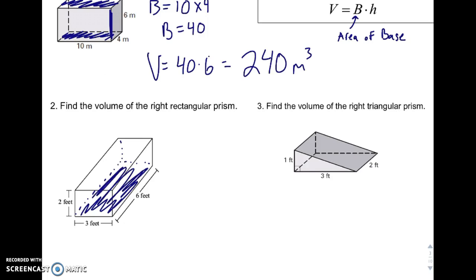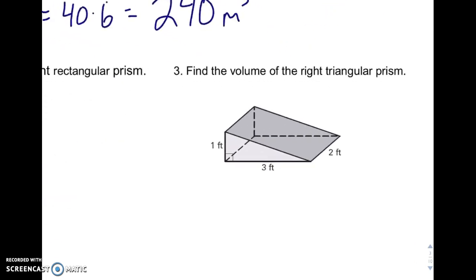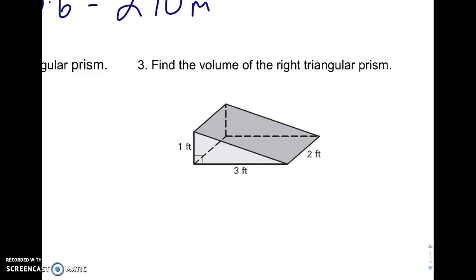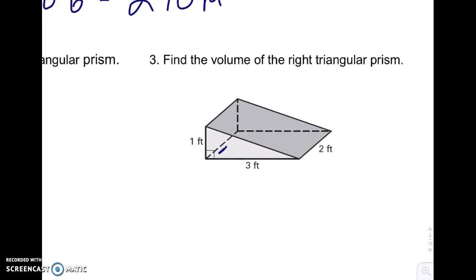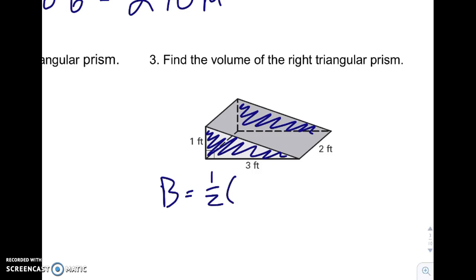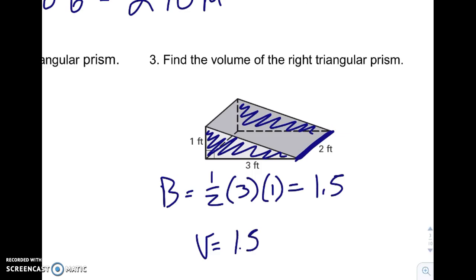I want to look at some things that are not going to be quite as obvious. The right triangular prism here, our base we can't choose as the bottom because that's going to not match up with the top. They're not going to be parallel. So rather we have to choose the front and the back as triangles. So the area of the base will equal 1/2 times the base of the triangle, 3, times the height, which is 1, so that's 1.5. And then we multiply by the distance between those two, which is 2, so it's 1.5 times 2. The volume is 3 cubic feet.